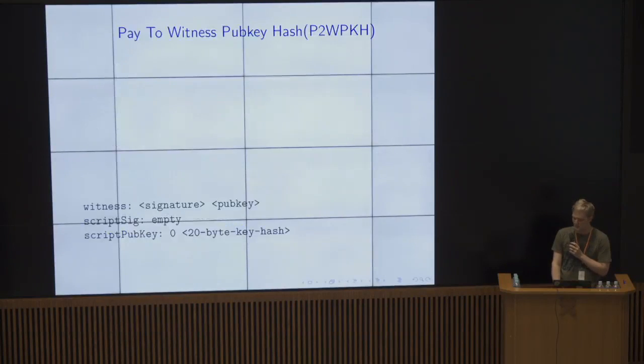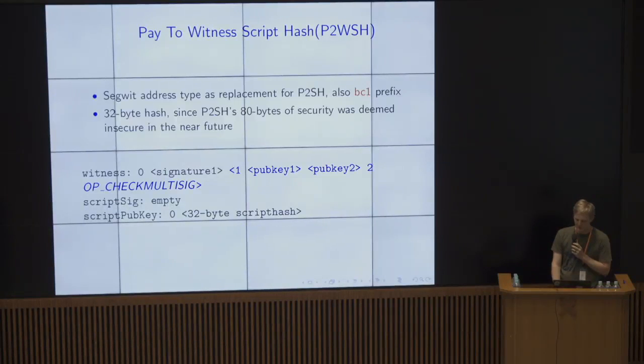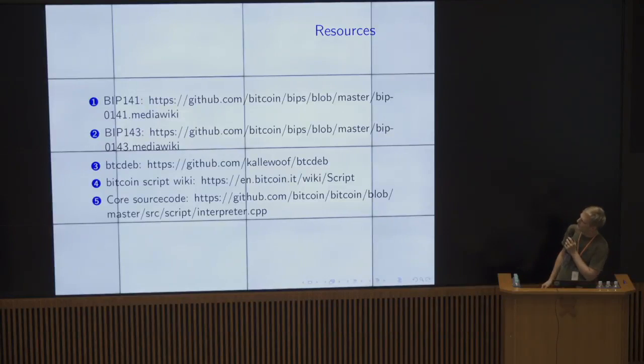And this is all detailed. You can take a deeper look at this in the BIP 141 spec. It has examples and details, test vectors and just things you've already seen today, like BTC Deb by Callie and the BIP dot specs.